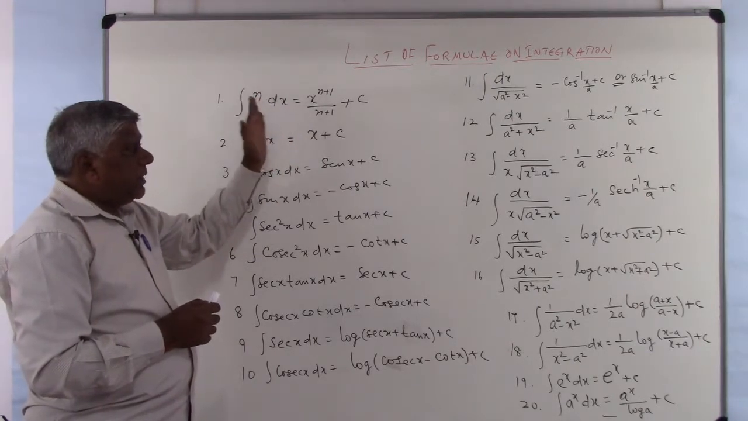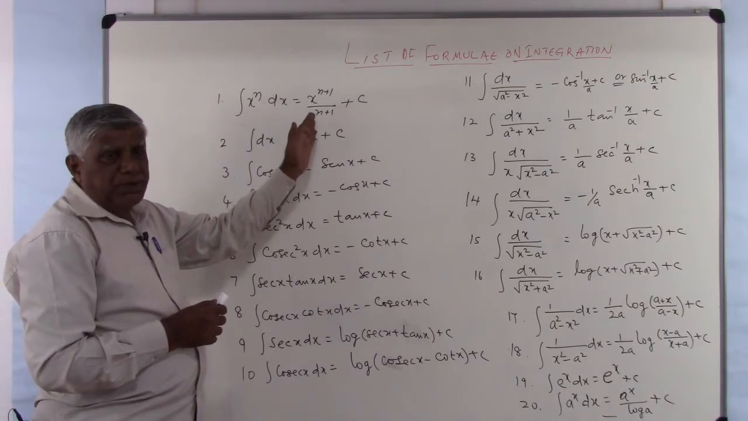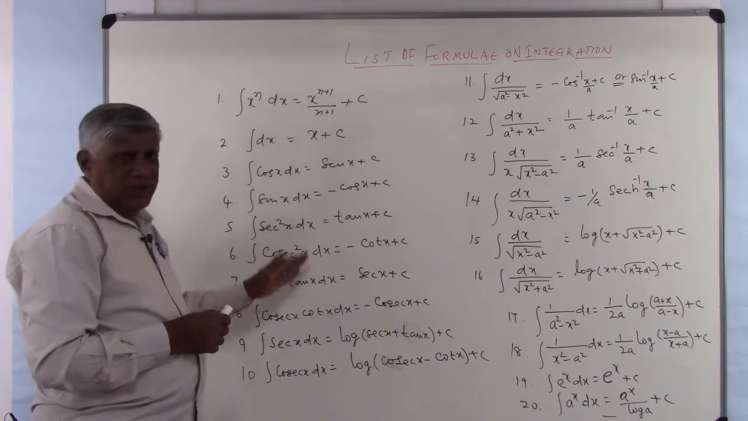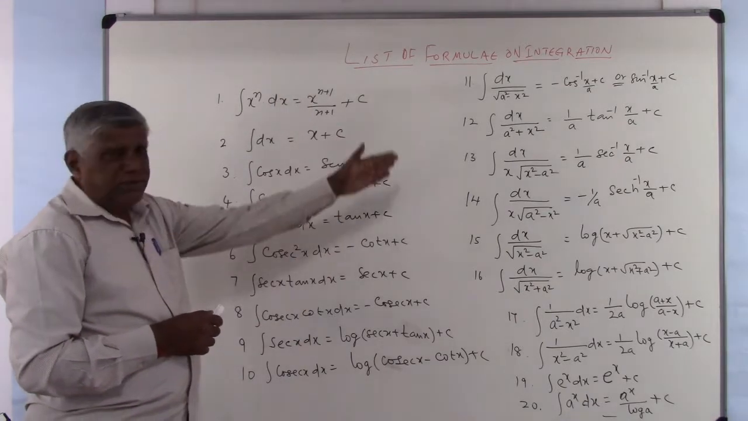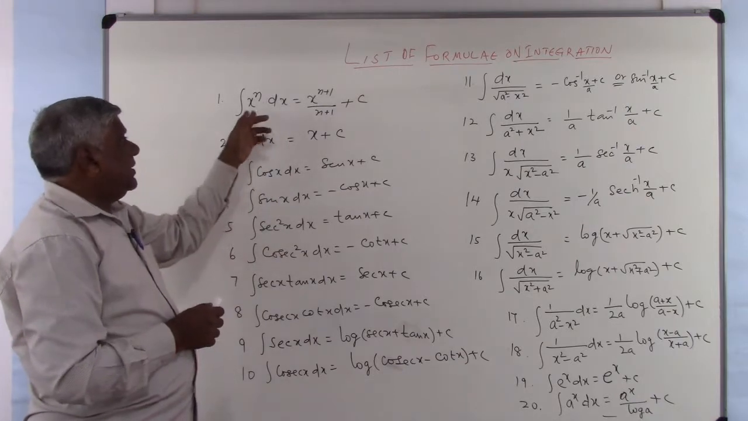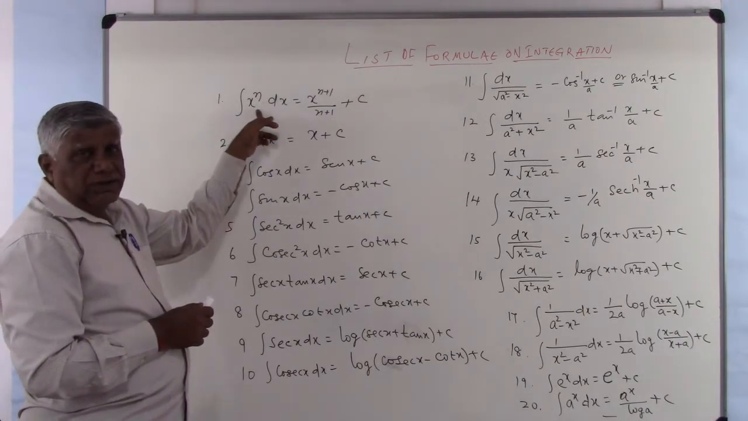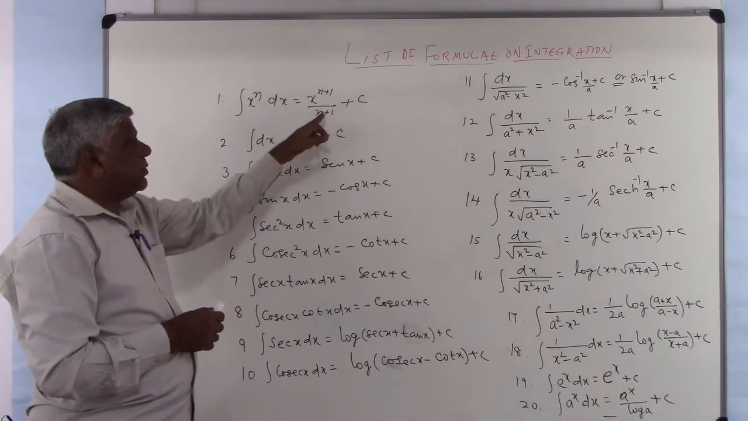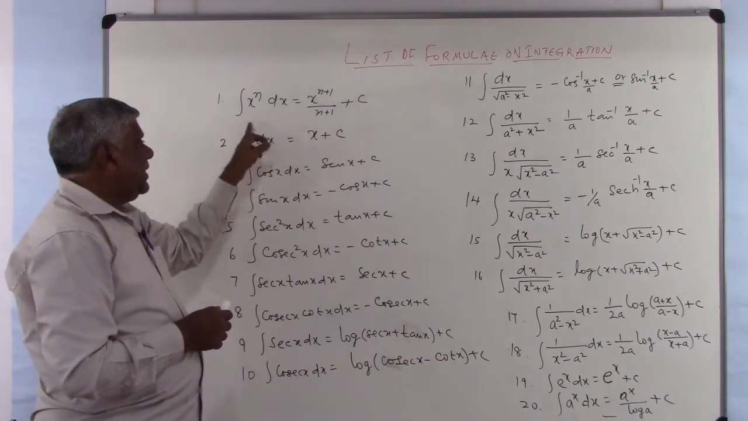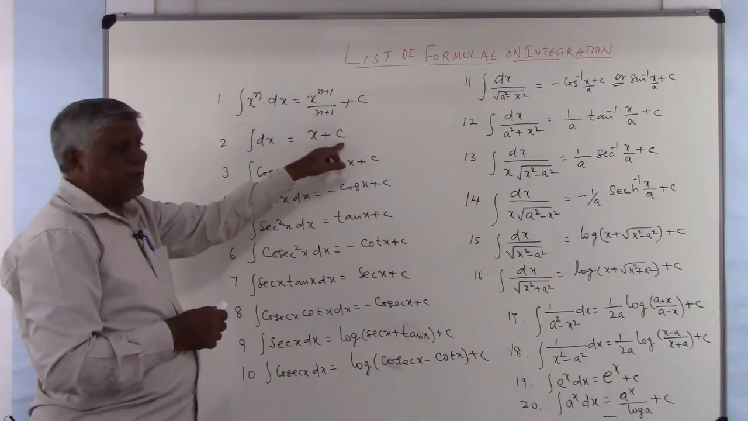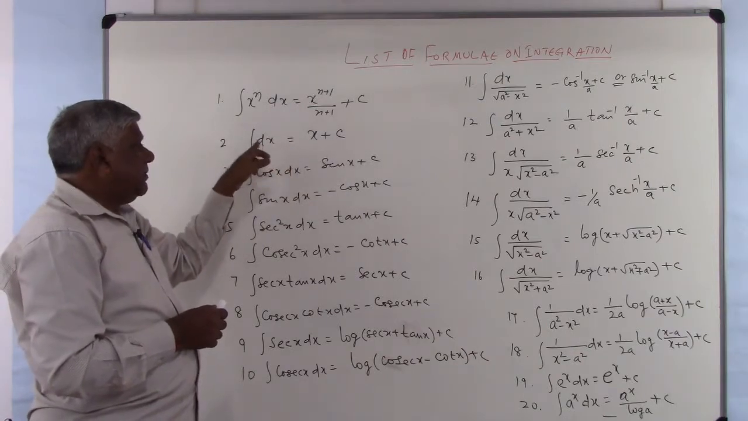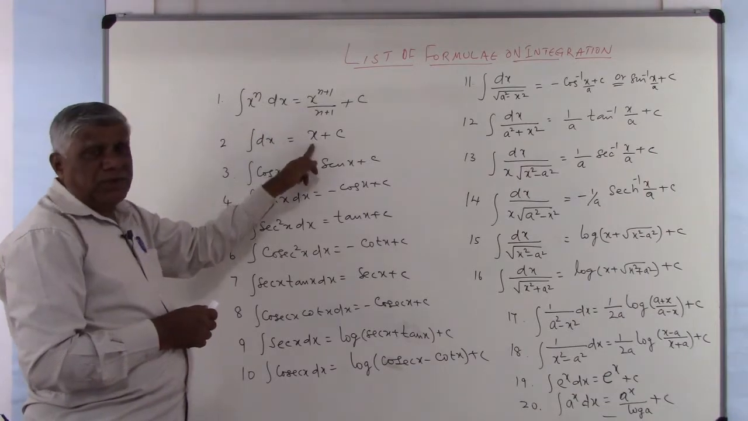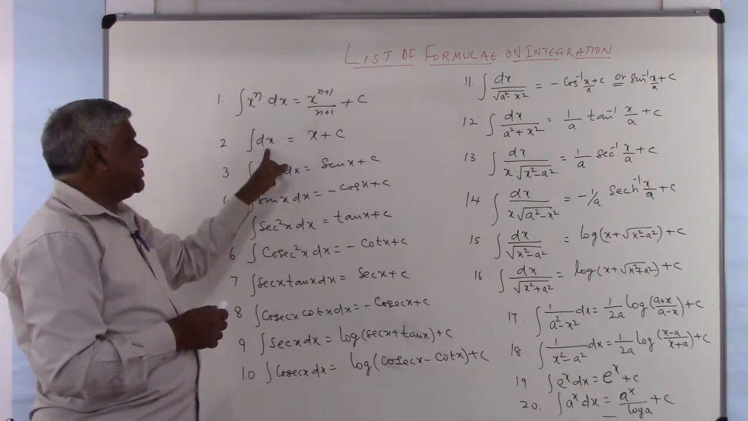For methods of integration, we have to solve problems by using different methods. Suppose you want to solve a problem, we need these formulas. This is the list of formulas given here. It is called the power formula: integral x to the power of n dx is equal to x to the power of n plus 1 divided by n plus 1 plus c. And integral dx is x plus c. That is, the integration of dx gives you x. That is the illustration given here.